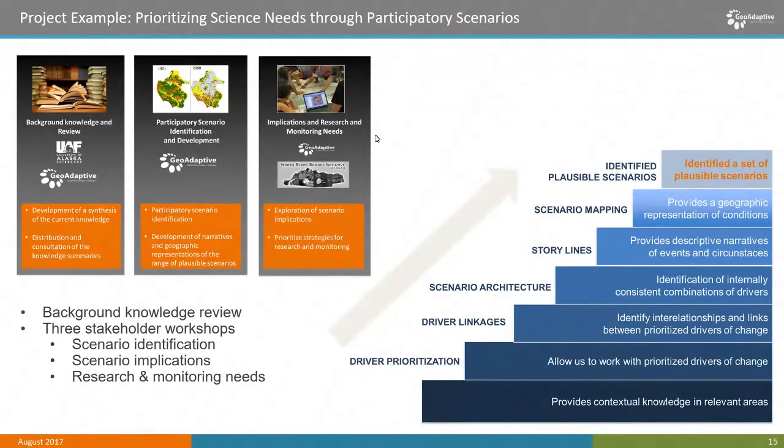And in the final workshop, we looked at research and monitoring needs based on those implications. We had experts work together to identify the areas that would be most affected and also where they would need to refocus their research and data collection efforts.